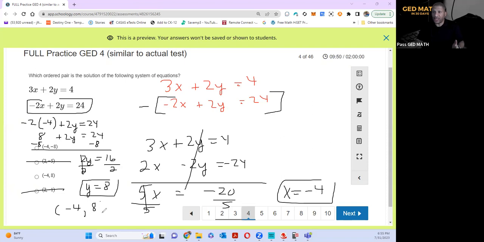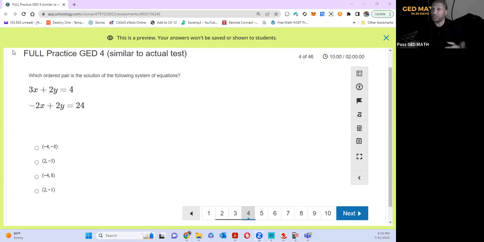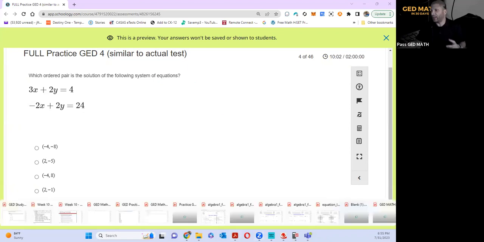My y was 8. That's how you would do this algebraically. What I'm saying is, since they give you X and Y, you can plug them in. Now, this is what they usually give you on the exam, and then we're going to go ahead and close out for the night.